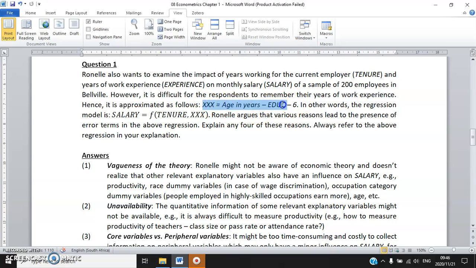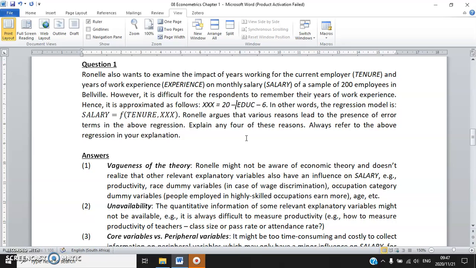You might wonder how this proxy variable works. The reason is we assume that the person starts schooling at 6 years old, and then after spending whatever number of years in education, the person will start working. So you can think of an example. If the person is 20 years old, and the person stops schooling after matric, so 12 years of schooling, then the estimated or proxy years of work experience would be 20 years minus 12 years at school minus 6 years. 6 years of childhood, remember, the person only starts schooling at 6 years old. Then we approximate the person's work experience as 2 years.